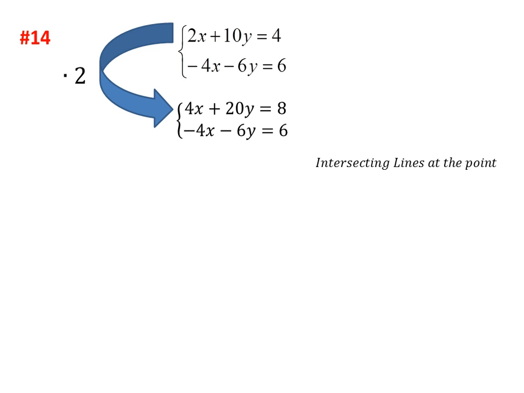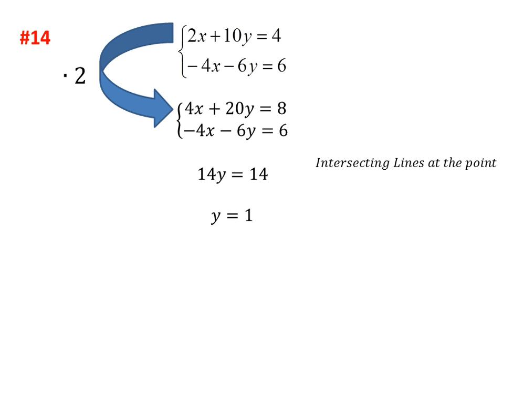Although I could have added them together before, but now I can add them together and one of the variables will go away. Which one? X, because they have opposite coefficients. 4x and negative 4x are opposite, so that gives us 0. So what we're left with here is 14y equals 14. 14y from the 20y plus negative 6y, and this 14 from the 8 plus 6. So if 14y equals 14, then y equals 1.